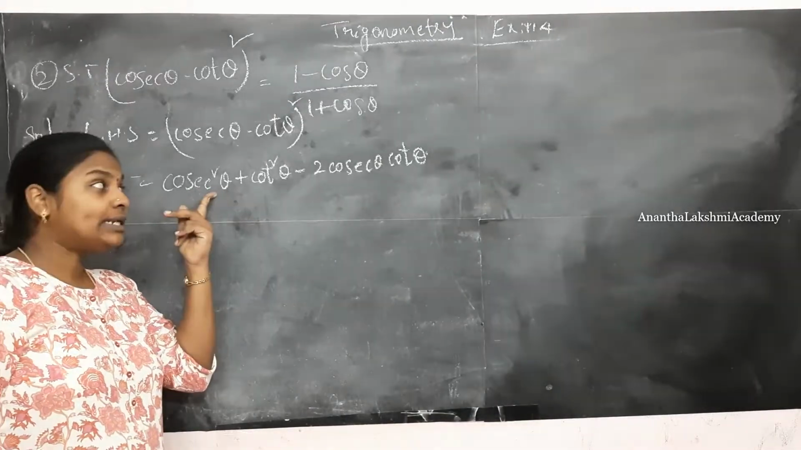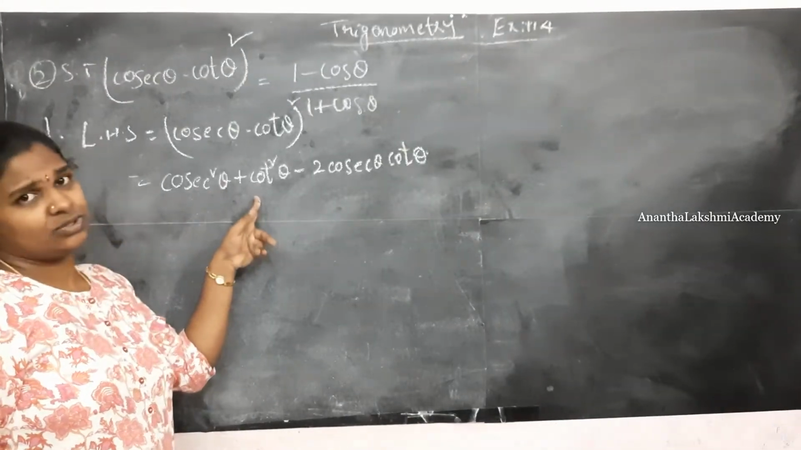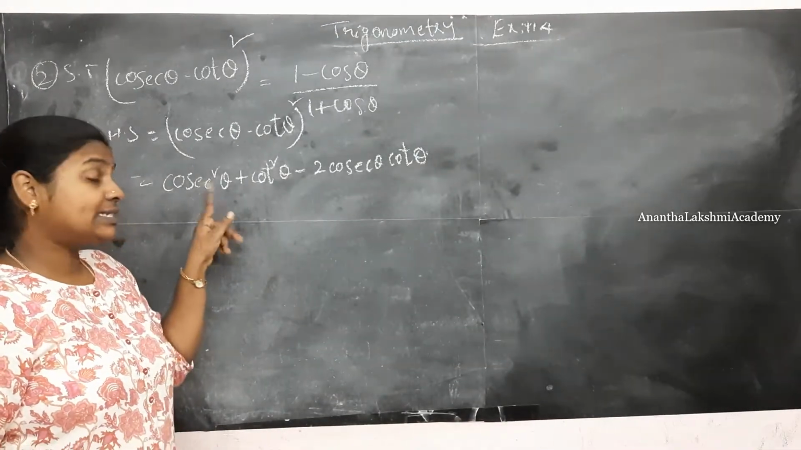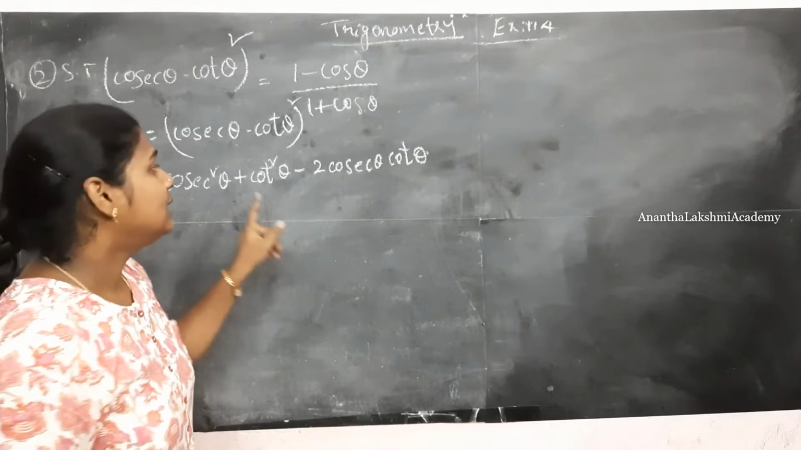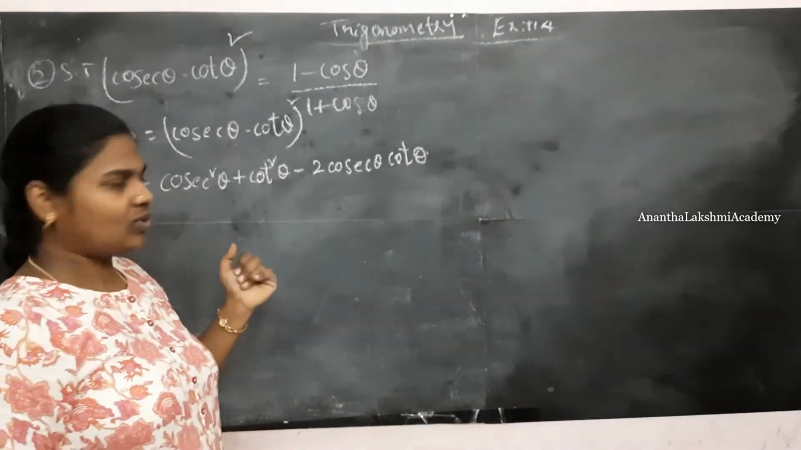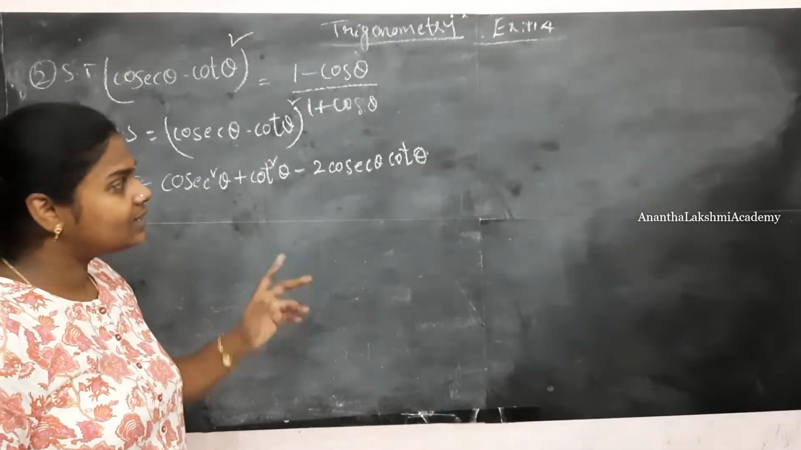But cosecant square theta plus cot square theta, do we have any identity? No, we have an identity for cosecant square theta minus cot square theta. So can we solve this from here going forward? No, right? Okay, let us try it in the other way.